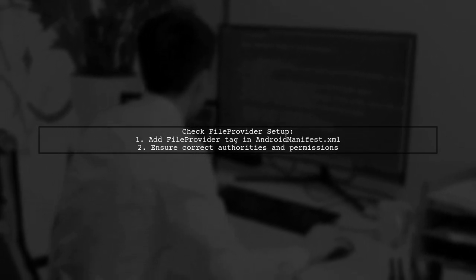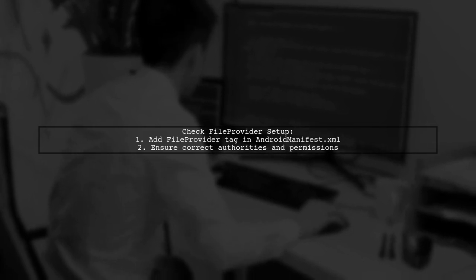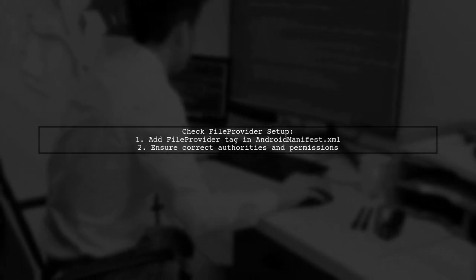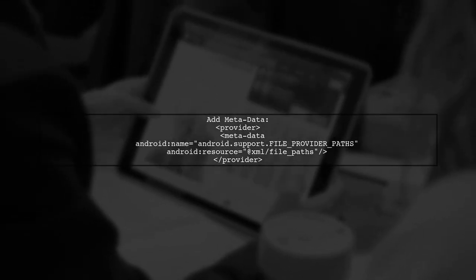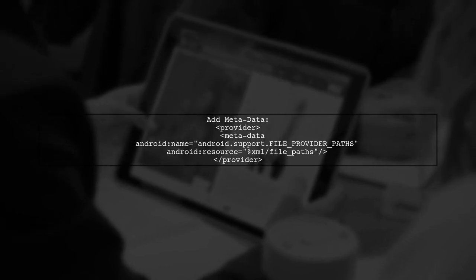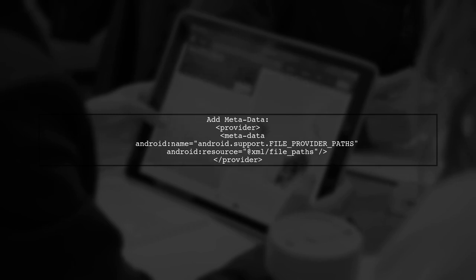If your PDF file is showing a blank screen on Android Nougat, you need to ensure that you've set up the file provider correctly in your Android manifest.xml. Make sure to include a metadata element that links to your file paths. This is crucial for generating content URIs for your files.